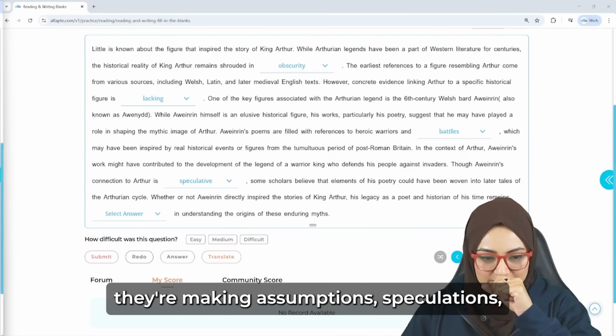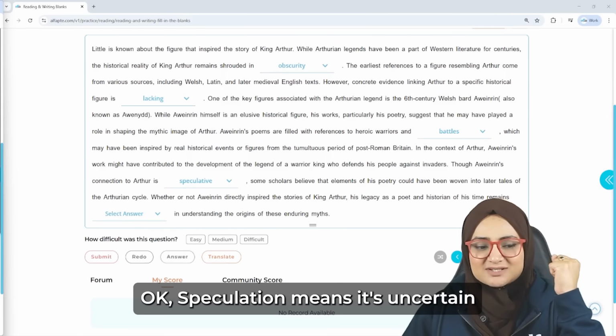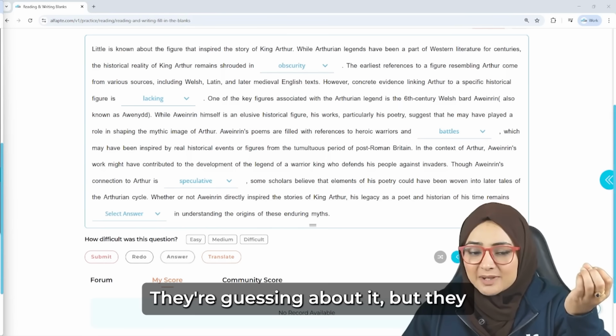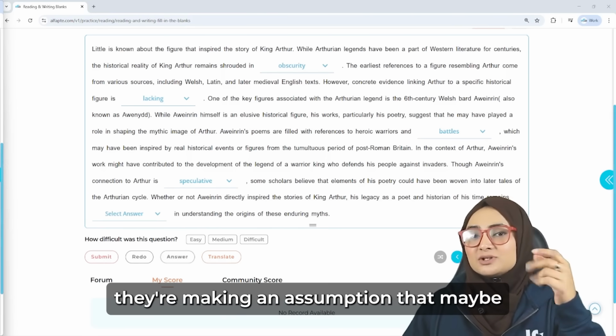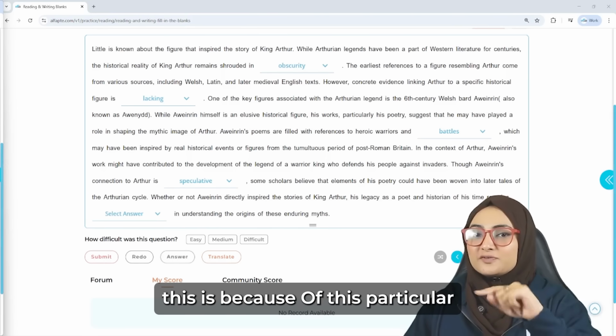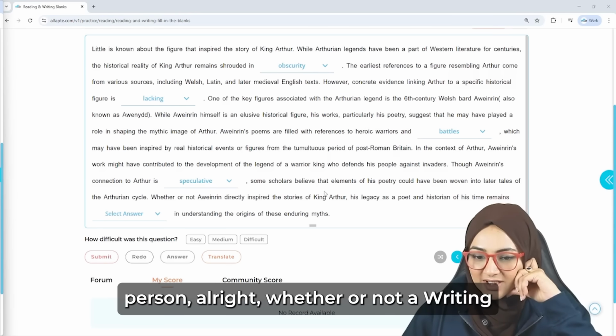Okay, speculation means it's uncertain, they're guessing about it, but they are making an assumption that maybe this is because of this particular person. All right.